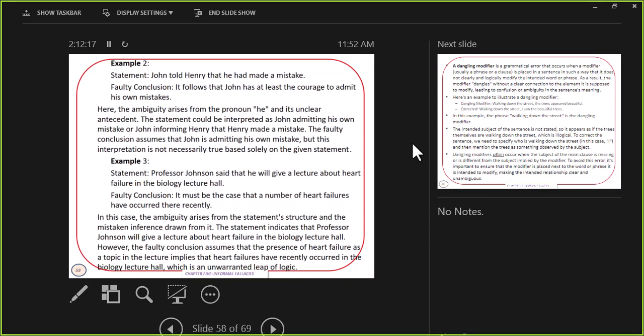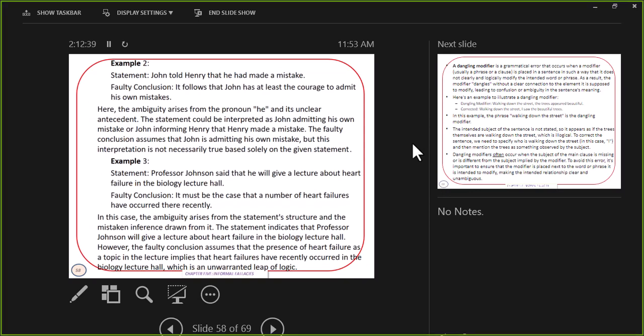In this case, the ambiguity arises from the statement structure and mistaken inference drawn from it. The statement indicates that Professor Johnson will give a lecture about heart failure in the biology lecture hall. However, the faulty conclusion assumes that the presence of heart failure as a topic in the lecture implies that heart failure has recently occurred in the biology lecture hall, which is an unwarranted conclusion.